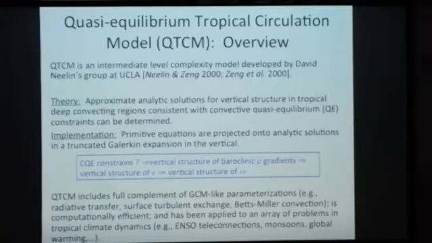As I mentioned, QTCM is computationally efficient, so maybe not as important anymore today, but still. And it's now been applied to an array of problems. Some of these are things I've done, but obviously other people have as well. We've looked at ENSO teleconnections, monsoons, global warming, and there are other things I think we could still look at with this type of framework.